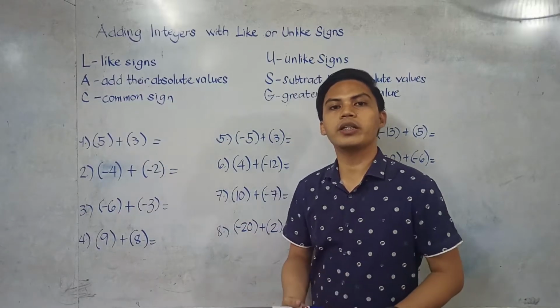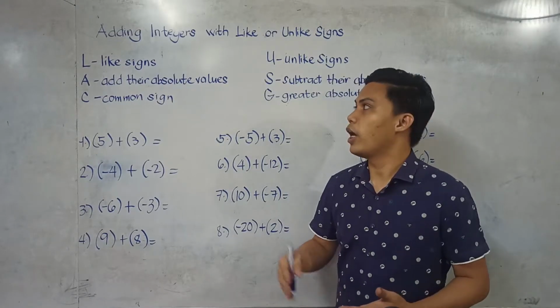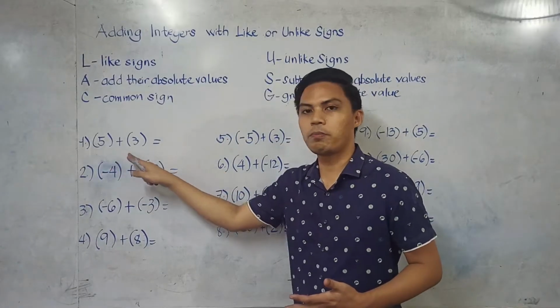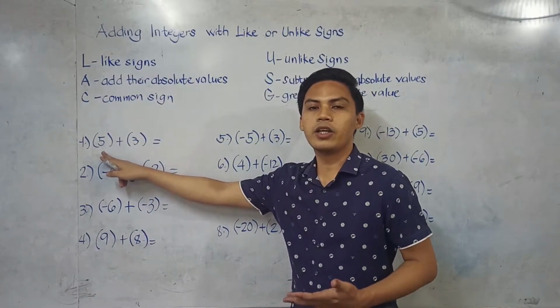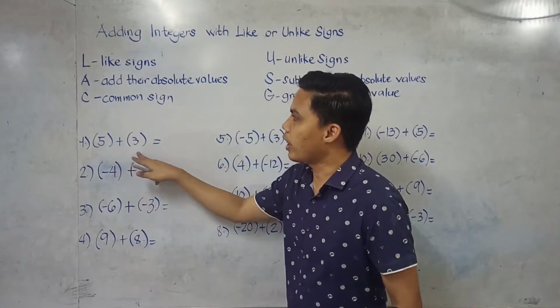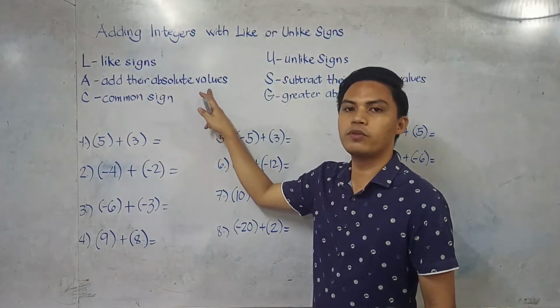So, pinakauna natin gagawin is we need to decide kung ano yung gagamitin natin na process. LAC or USG. So, since they are both positive, ibig sabihin, parehas sila ng sign, therefore, we're going to use LAC. So, like signs, then A, we're going to add their absolute values.